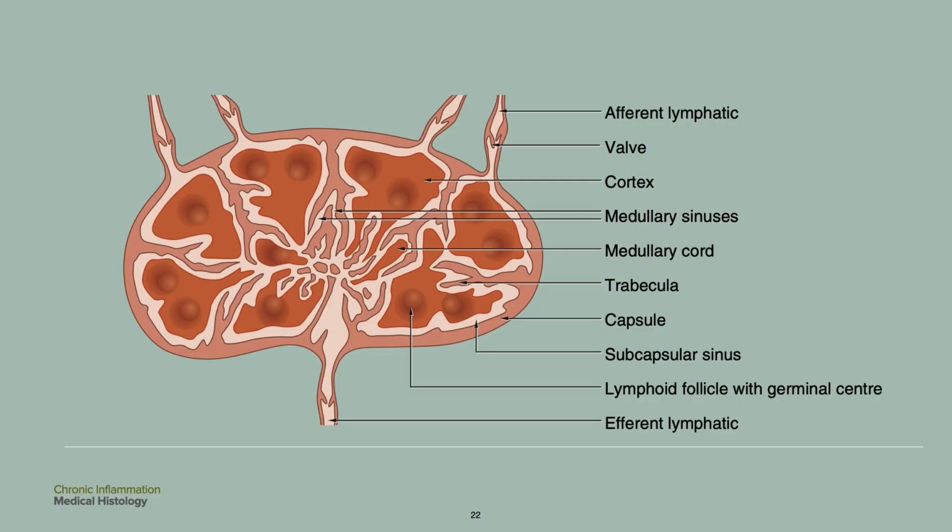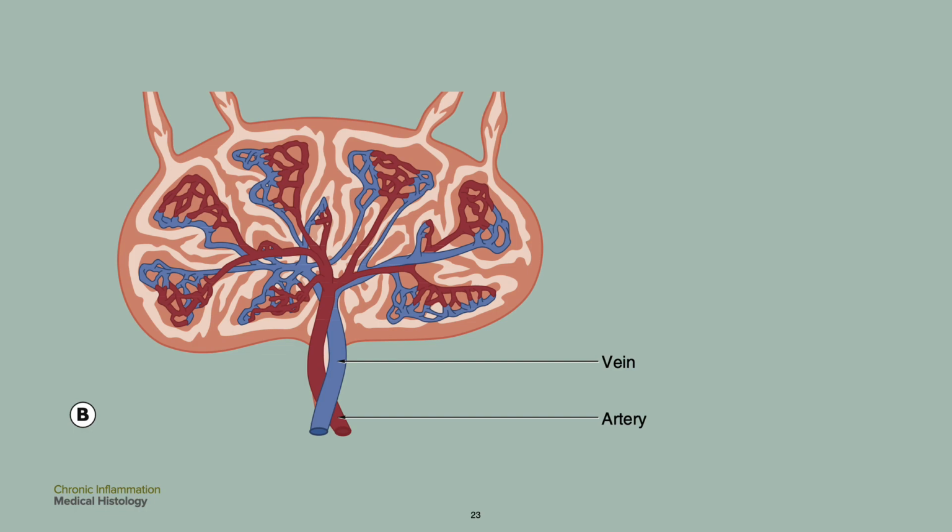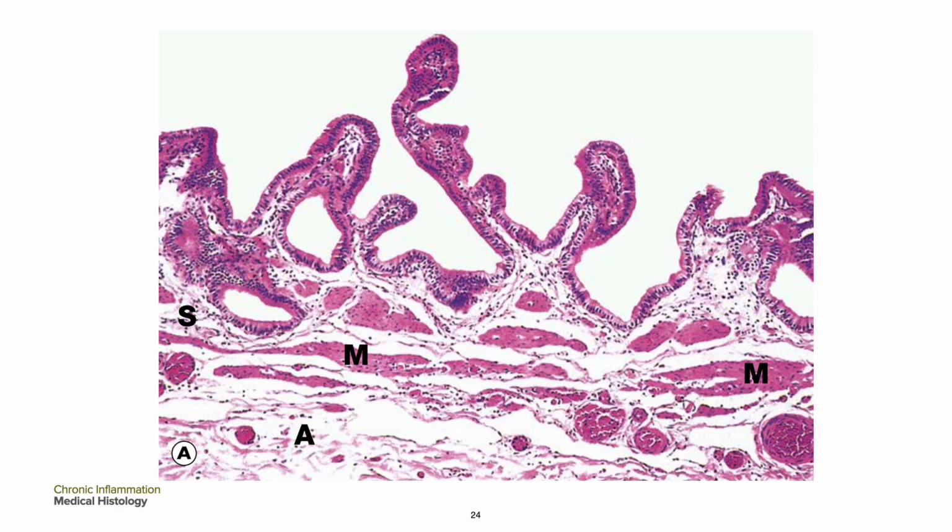This is just a diagram. You see here the afferent lymphatic, the valve, the cortex, your medullary sinuses, the medullary cord, the trabecula, the capsule, the subcapsular sinus, your lymphoid follicle with your germinal center, your afferent lymphatic. This is your vein and your artery for the blood supply.